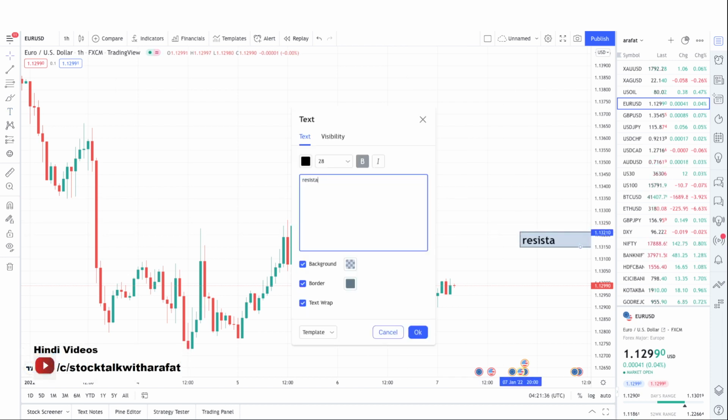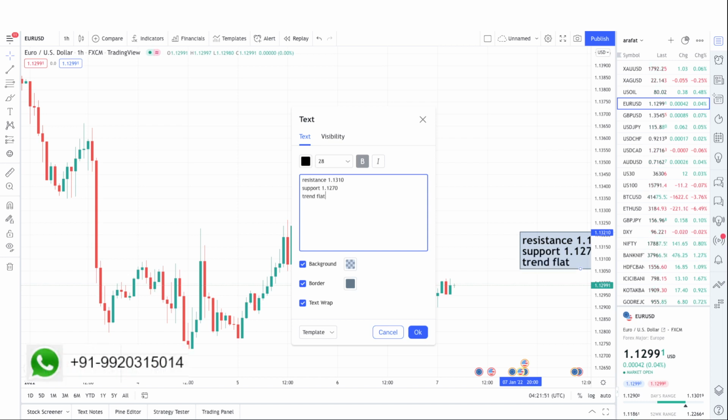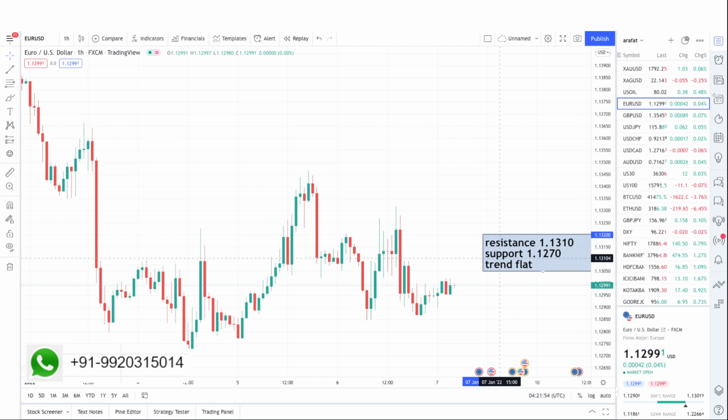Resistance is not so far away. 1310 is resistance. Above that it will turn positive and can test up to 1350. Support at 1270 now. Below this expect 1250 and 1220. Currently the trend is flat. Either support or resistance will trigger the fresh trend.